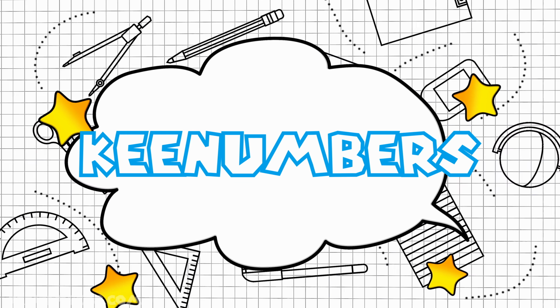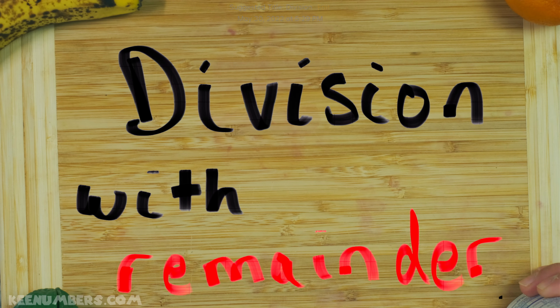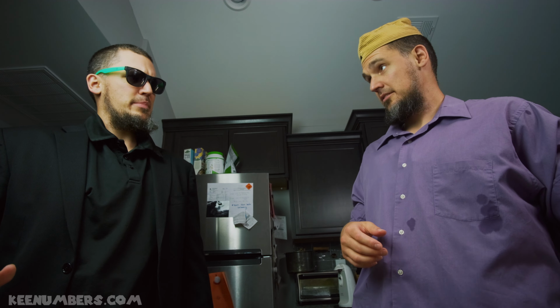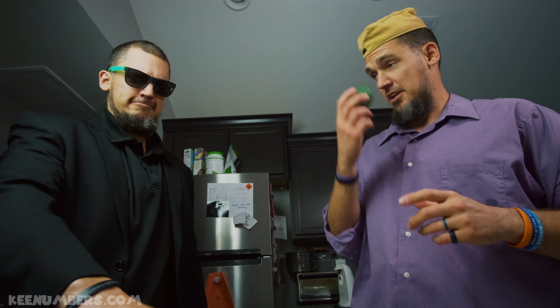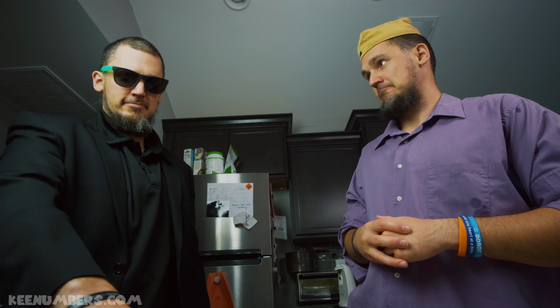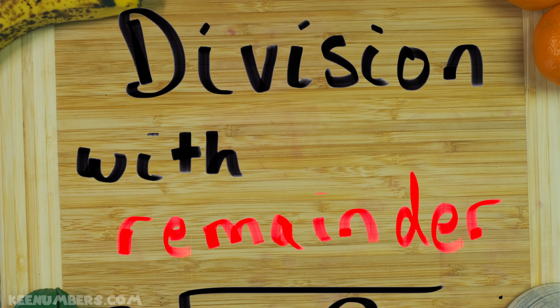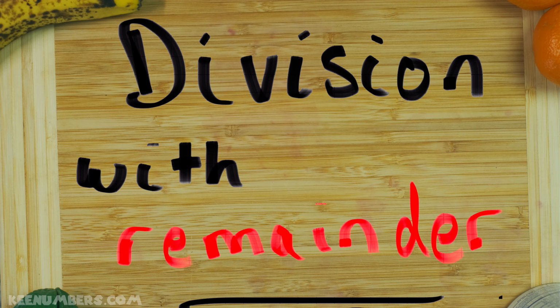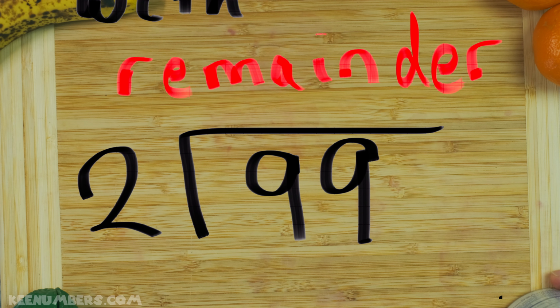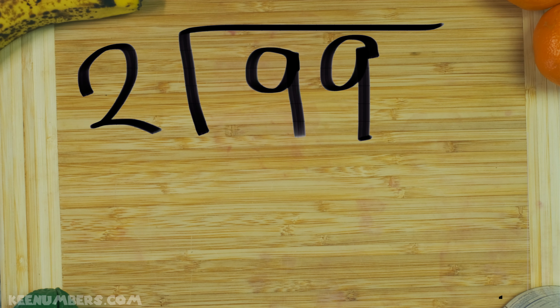Alright, we're gonna divide up some avocados. Avocado, chef. We're gonna do 2-digit division with remainders, and our first problem is 99 divided by 2. Well, how many times does 2 go into 99?